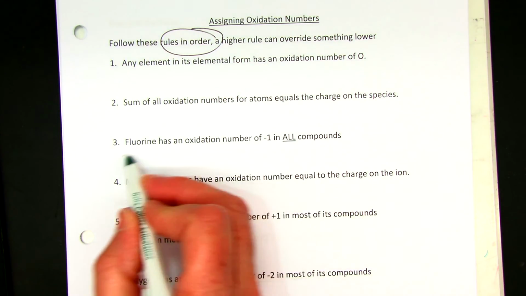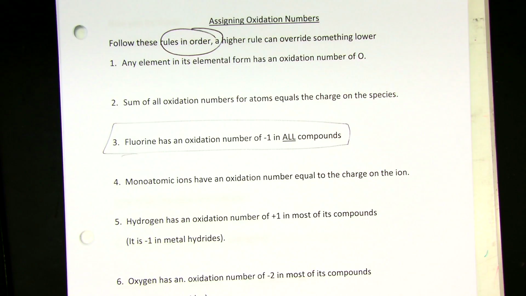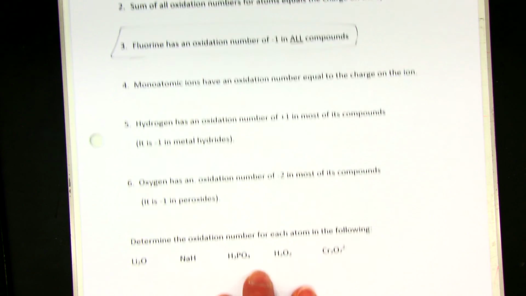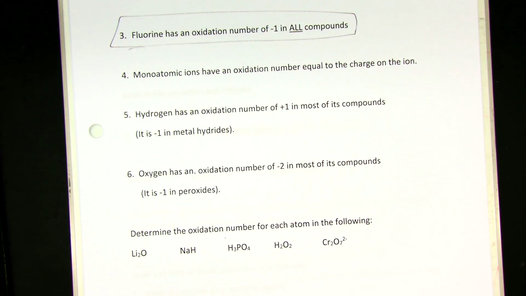Fluorine is always -1, always. That means that fluorine has one more electron than it started with. Monoatomic ions have the oxidation number equal to the charge on the ion. If it has undergone electron transfer and it really has lost an electron, then it's going to appear that it has lost one. It's kind of like a formal charge, that apparent charge thing, but they're a little bit different than formal charge. Hydrogen is usually a +1 unless it's a metal hydride, then it's a -1.